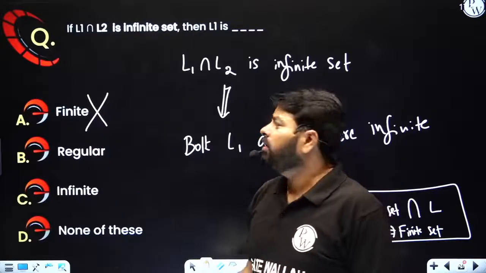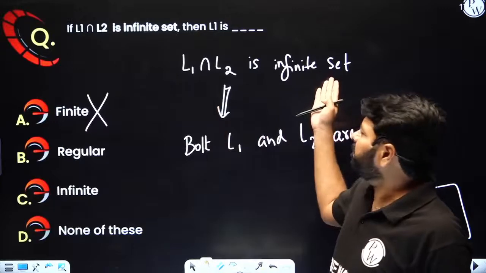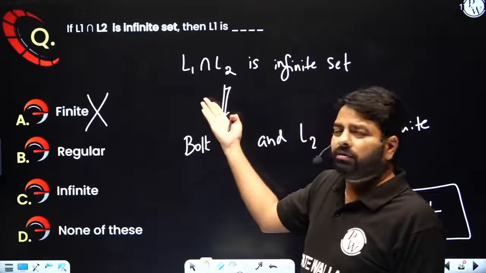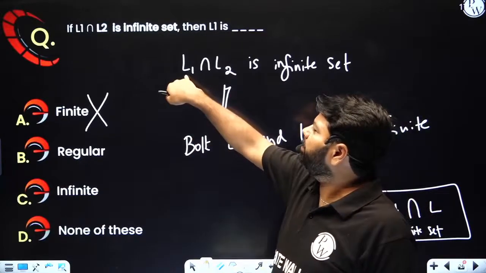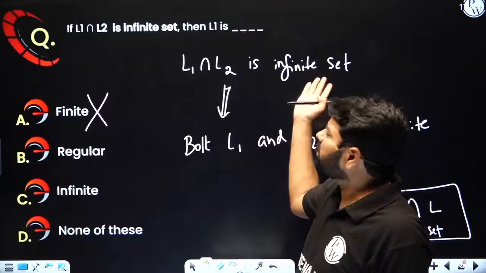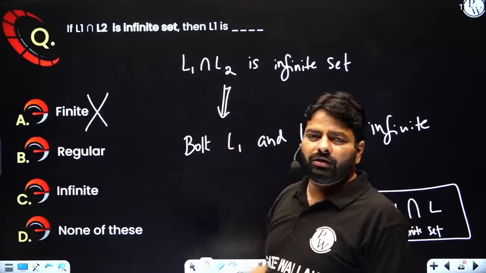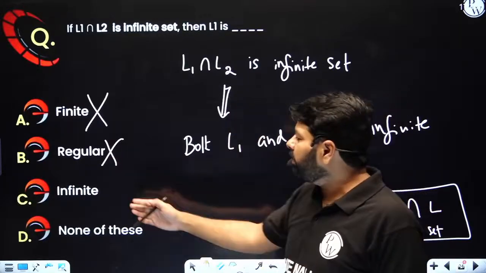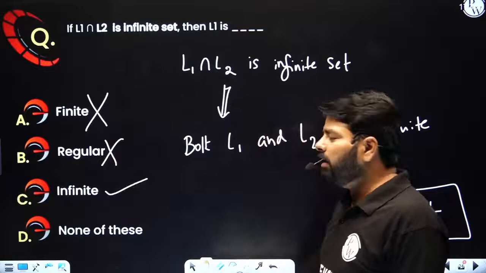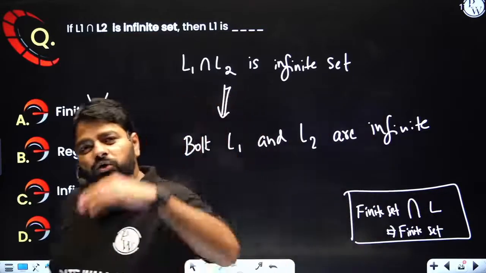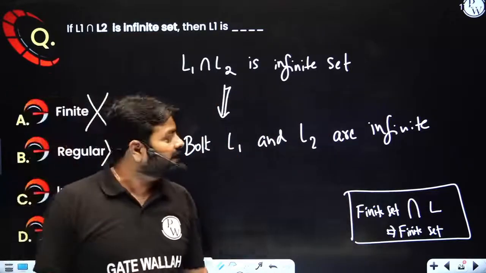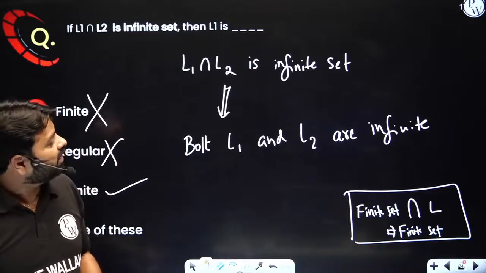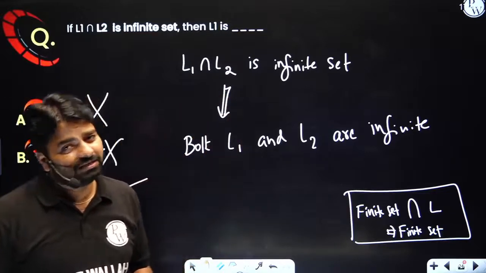And what about regular? The result is infinite. This infinite may be regular or non-regular, right? This L1 may be regular, may be non-regular. If I take non-regular, say a power n, b power n, intersection a power n, b power n, then the result is infinite. So it could be non-regular. So sometimes regular, sometimes non-regular. So don't choose that. But what about infinite? Definitely this is the right answer. L1 has to be infinite. Not only L1, L2 should also be infinite. So both L1 and L2 should be infinite. This is one of the best examples where you can conclude something from L1 intersection L2 being infinite.